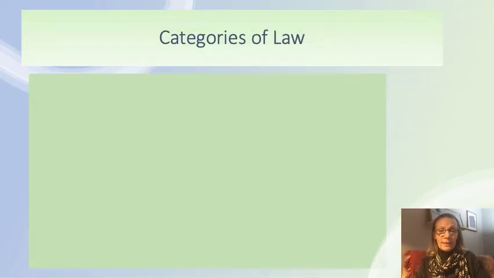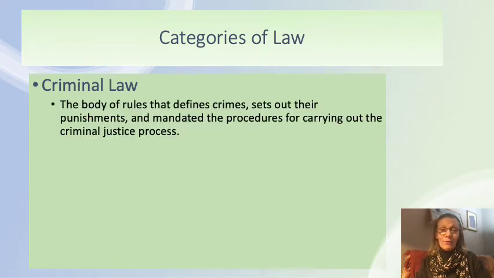So yes, law has an impact on how our lives are structured and how we interact with each other and with our governments. But what are the main categories of law that you're going to be learning about in your textbook? Well, the next 2 weeks, we're going to be taking a look at criminal law. One major category of law is criminal law. Criminal law is defined as the body of rules that define crimes, sets out their punishments, and mandates the procedures for carrying out the criminal justice process.